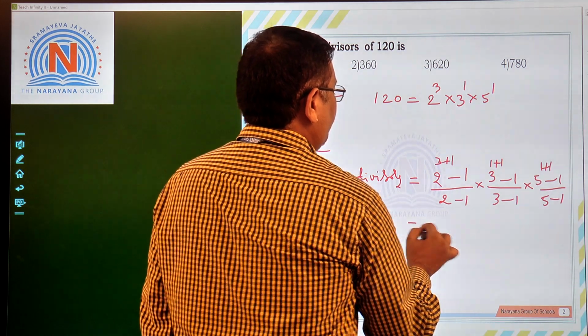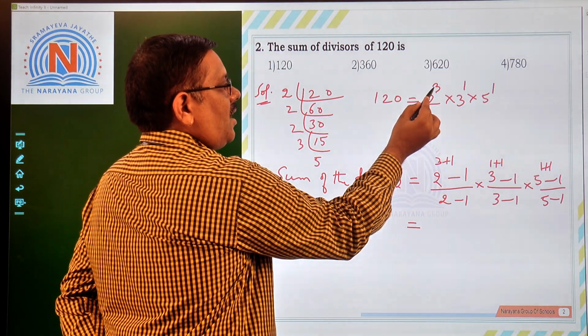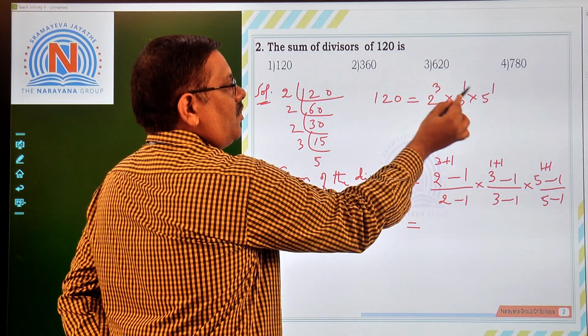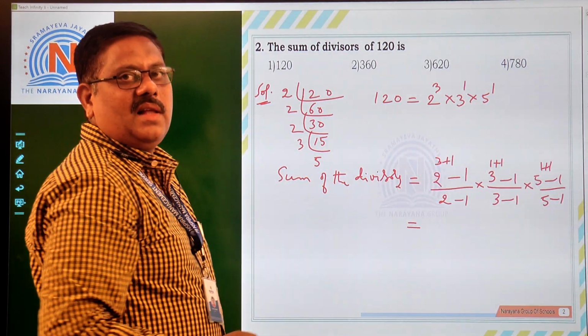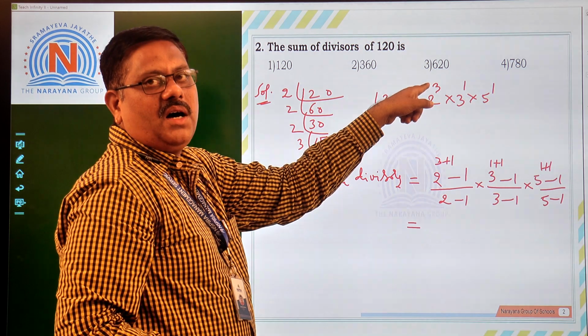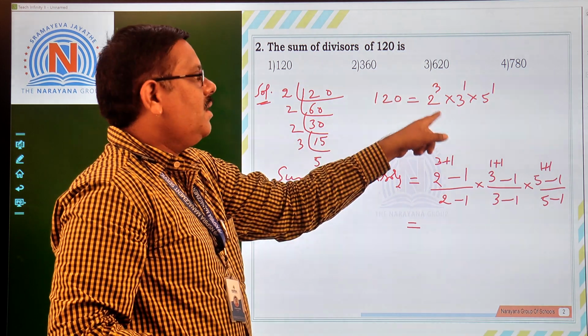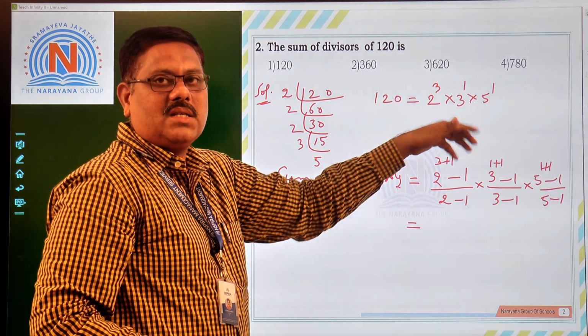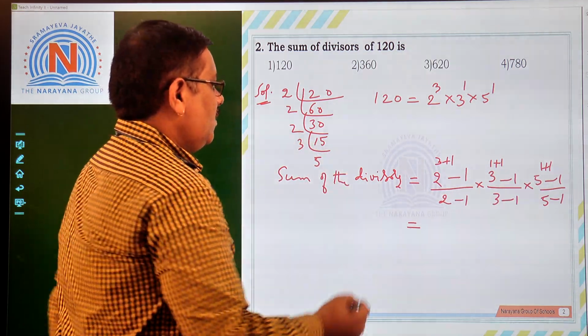This is the formula. If you have something like p1^α1 · p2^α2 · p3^α3, the sum of the divisors is (p1^(α1+1) − 1)/(p1 − 1) and it goes on like that. Now this is to be simplified.